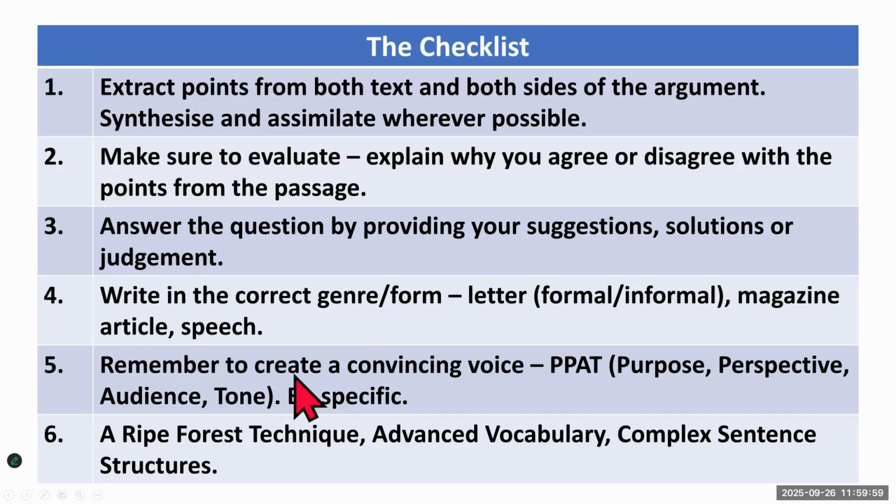Number 5 is to create a convincing voice. In my previous videos, I only have PAT, which is purpose, audience, and tone. But I've decided to include perspective as well. I will explain what that means. So now we have PPAT, if you can remember this. So do make your purpose clear. Are you writing to persuade parents to allow their children to go on exchange programs? Or is your purpose to discourage the idea of exchange programs?